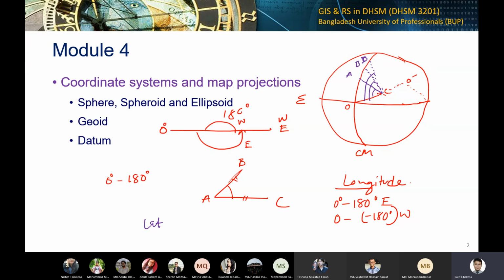Now, as you move towards north, at some point you will be creating one angle, which is a right angle from this plane. So right angle means সমকোণ, all right, 90 degrees. So you will be making 90 degrees.